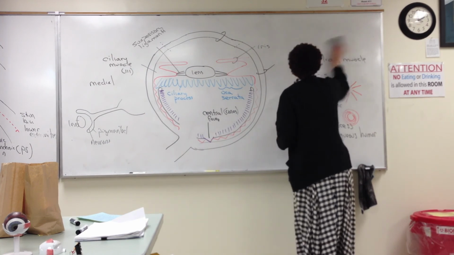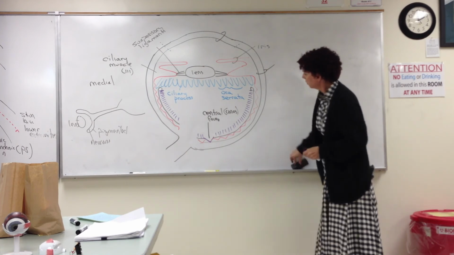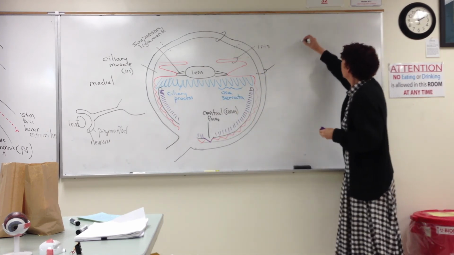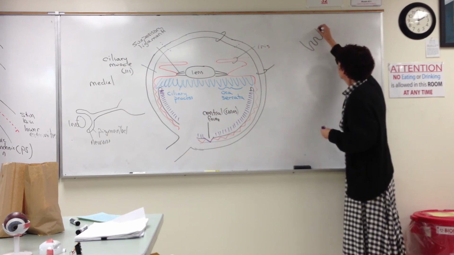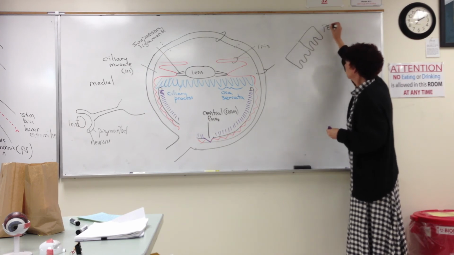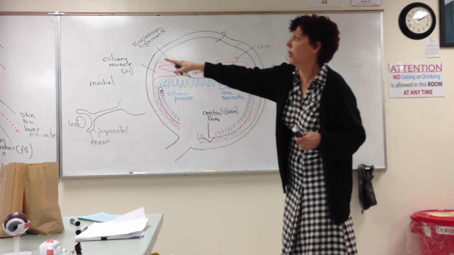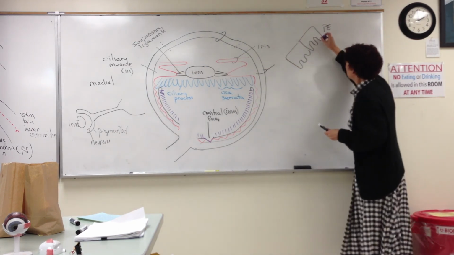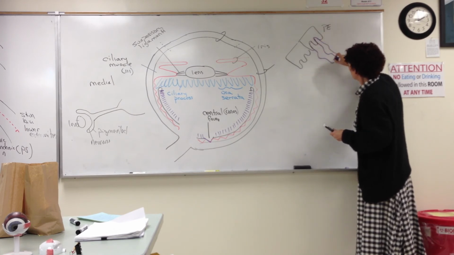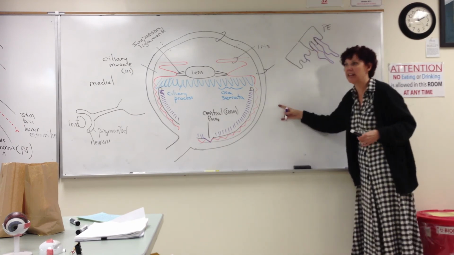So let me take this section here, all right? We would have the pigmented layer of cells, so pigmented epithelium. Then we would have rods and cones. You said the rods and cones are the outermost layer? They're the ones, yeah, they're closest to the outside.